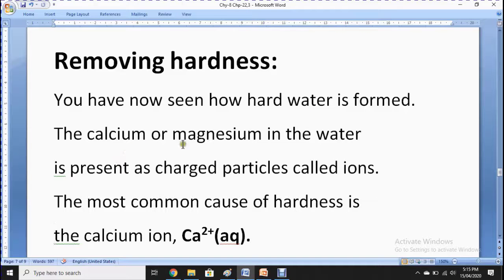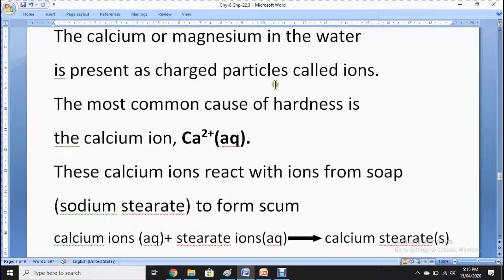The calcium or magnesium in the water is present as charged particles called ions. When an atom gains or loses electrons, it converts into an ion. The most common cause of hardness is the calcium ion. You can see here it loses 2 electrons, and that's the reason it has a plus 2 charge. The calcium ion reacts with ions from soap, sodium stearate, to form scum.